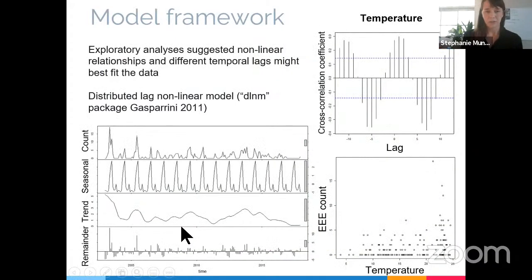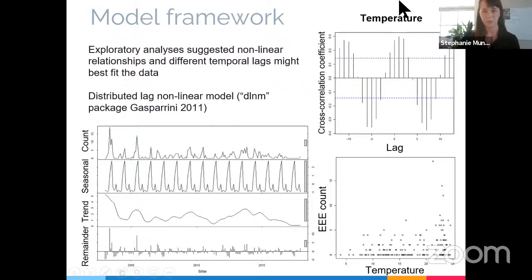So when I first started looking at fitting these models, I was planning on just doing a traditional linear regression analysis. But it seemed really clear that some of the associations were not linear and were not consistent over different temporal lags. So there is a clear pattern of seasonality where you see more cases or more detections in the summer. But there's also this issue of the association between the explanatory variables and the response variable varying over time.